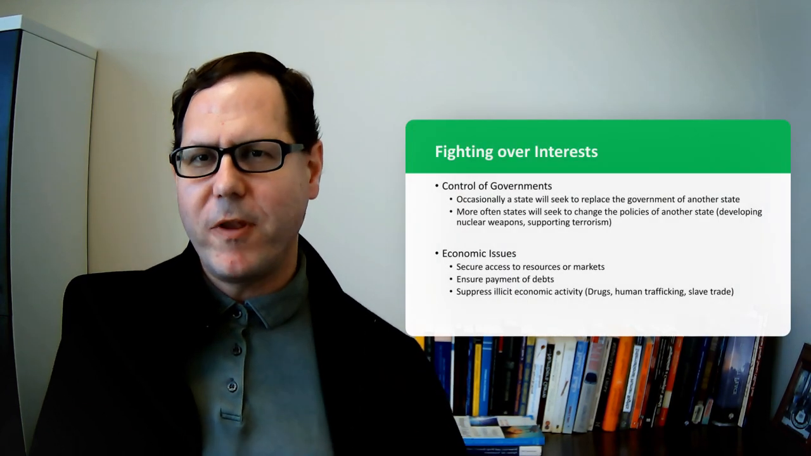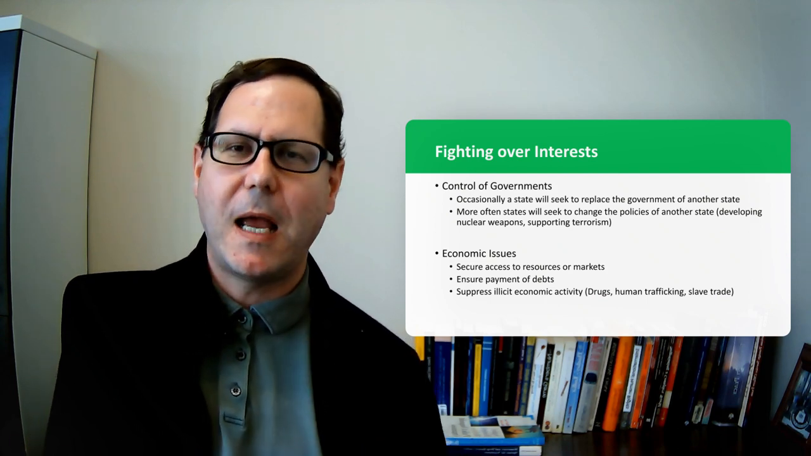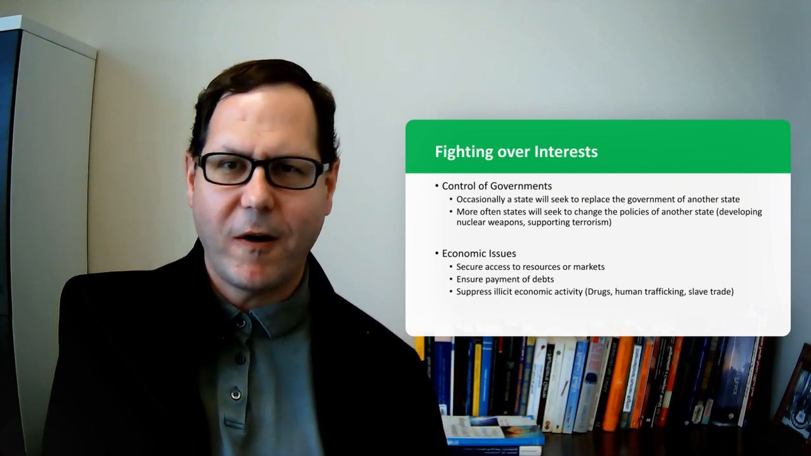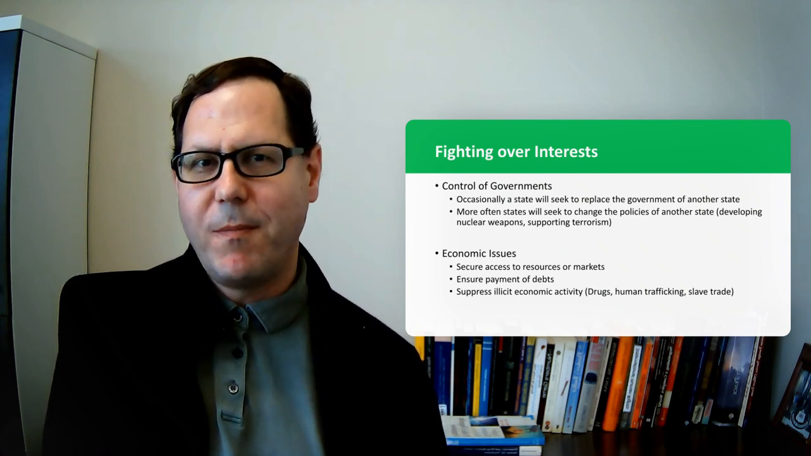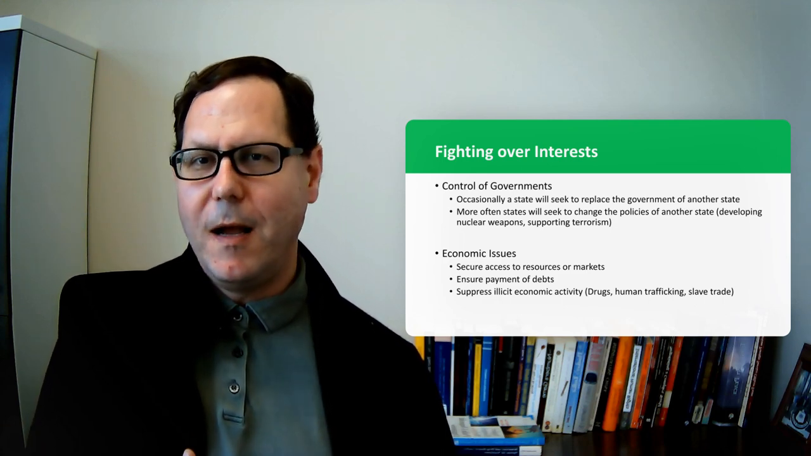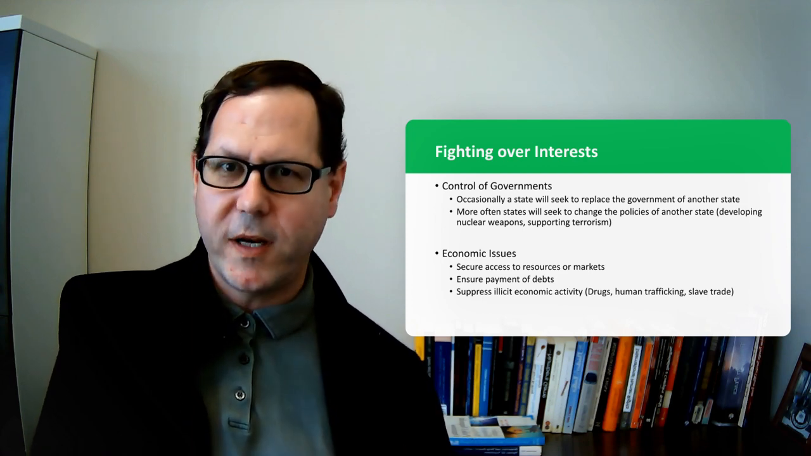And all of this is really resting on this idea that Goldstein and Pevehouse talk about, which is that states are fighting oftentimes over specific interests, right? Sometimes that's control over governments or over policies. States might seek to topple regimes that they find hostile. They might try to go after states that are developing nuclear weapons or supporting terrorism.